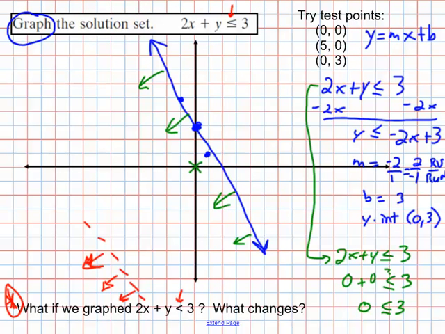And remember again, this is what we're going to do. We're going to start with an inequality. We're going to format it into y equals mx plus b format, so we can pull out the slope and the b and get the y-intercept, graph the y-intercept, graph a point, graph a line, and then determine whether we use a solid or dashed line, and then determine which side to shade.